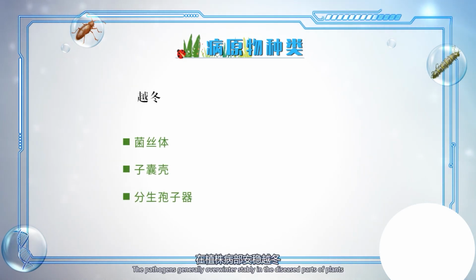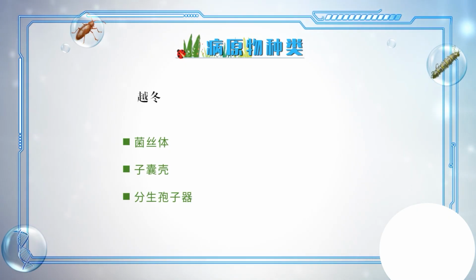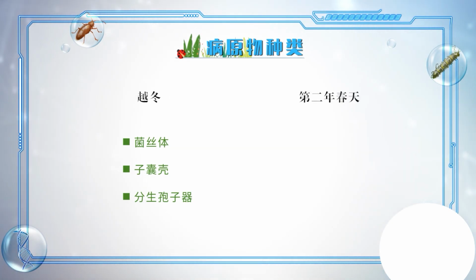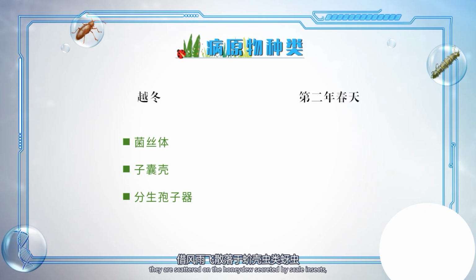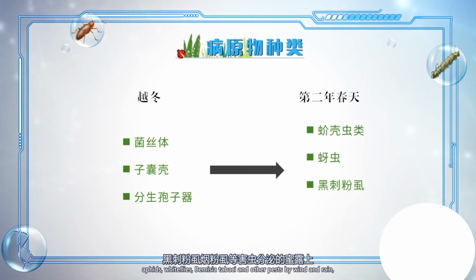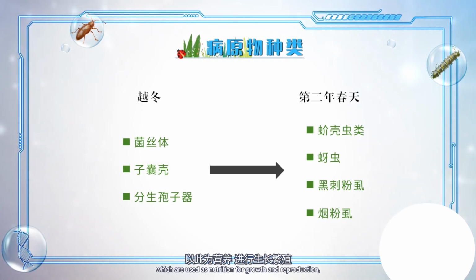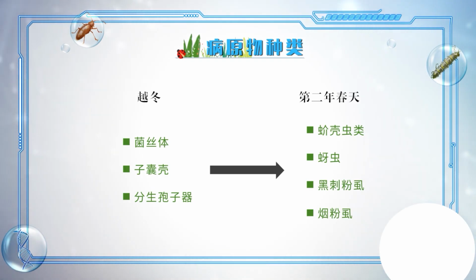The pathogens generally overwinter stably in the diseased parts of plants. After the spores are reproduced in the following spring, they are scattered by wind and rain on the honeydew secreted by scale insects, aphids, whiteflies, Bemisia tabaci, and other pests, which is used as nutrition for growth and reproduction, causing hazard and disease.